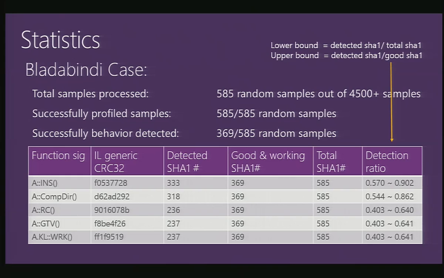And we can see that the detection ratio might be between 0.5 and 0.9. I can definitely say that it would be much higher than the lower bound, but lower than the upper bound, or maybe around the upper bound, since I don't know how the other samples are performing.